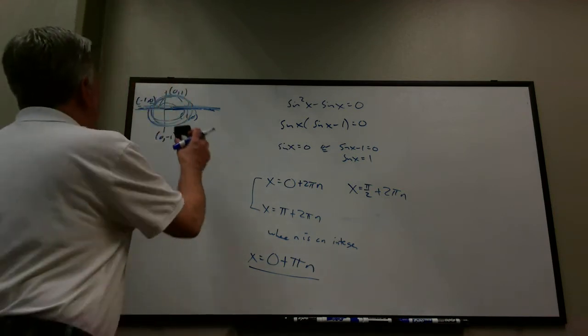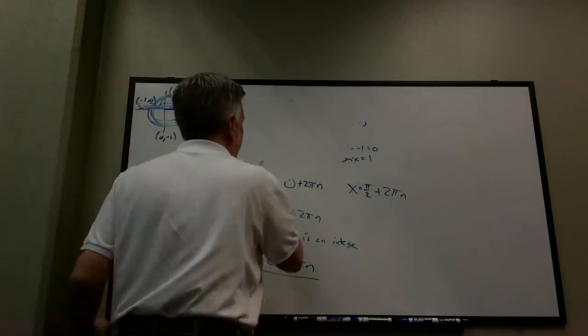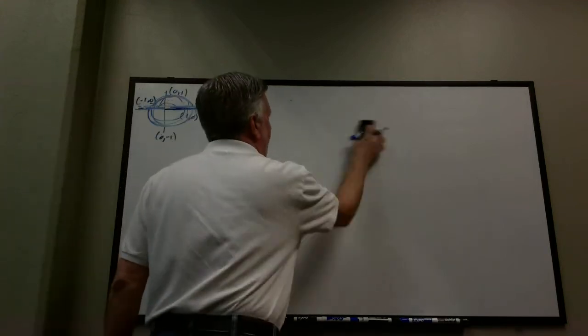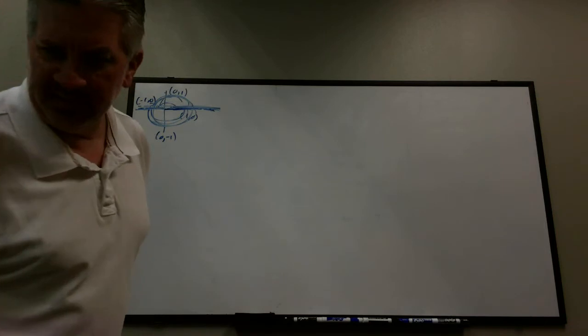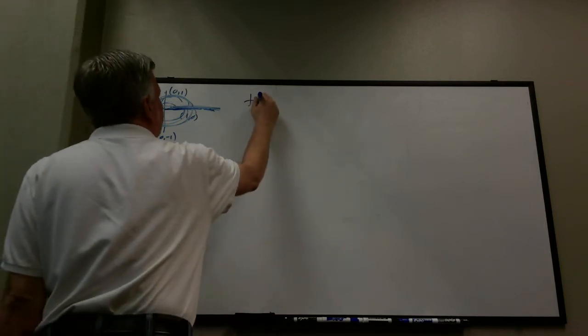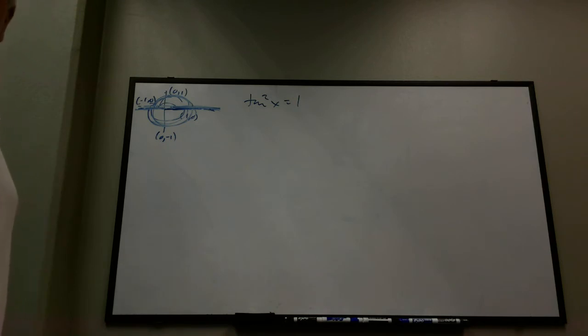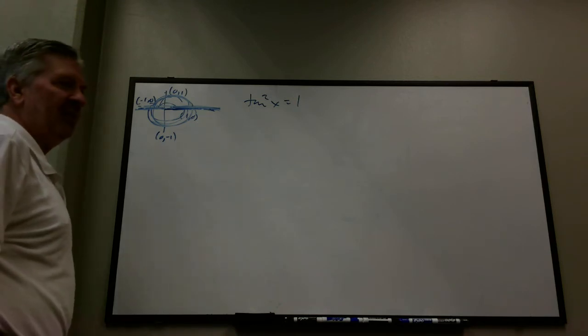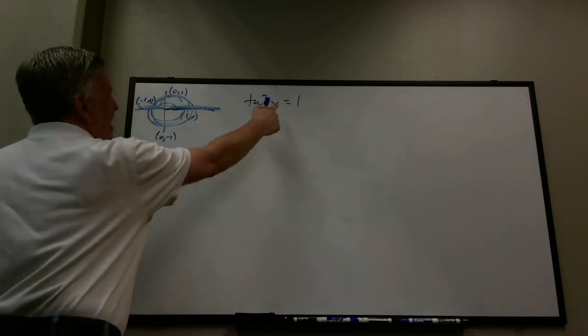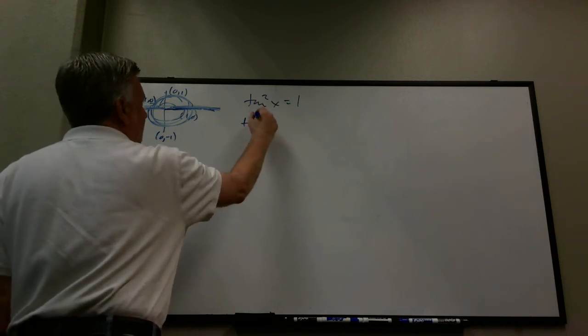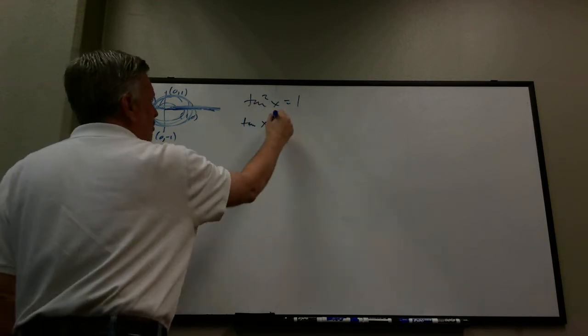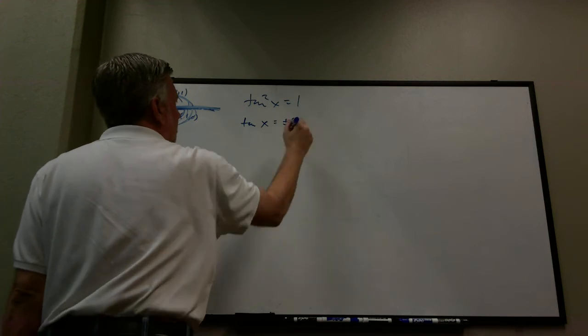Okay, let's look at the next example. Next example says tan squared x equals 1. Again, it doesn't say find all solutions from 0 to 2 pi. Right? It just says find all solutions. Well, the logical thing is just take square root of both sides, but remember, if you introduce a square root, you have to take the plus or minus square root.